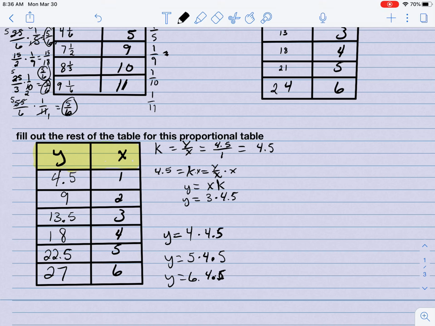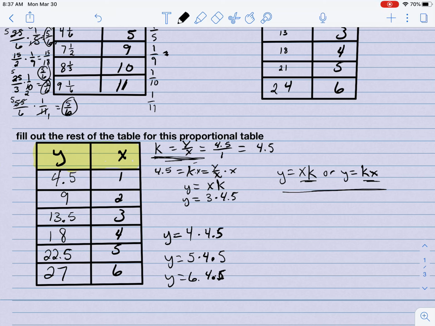So there we've filled out, we had to find our k first, which is our y divided by x. Then we can convert that equation right here into y is equal to x times k, or y is equal to k times x. Either one works, it's the same thing. Multiplication is commutative, meaning we can move it around. But when we're told that a table is proportional, then we can use these equations here and here to finish filling out the table.